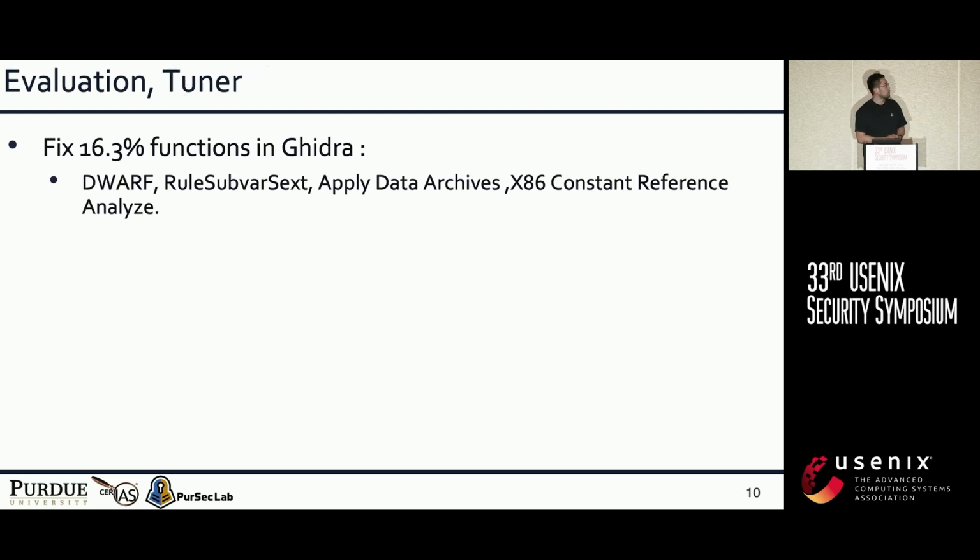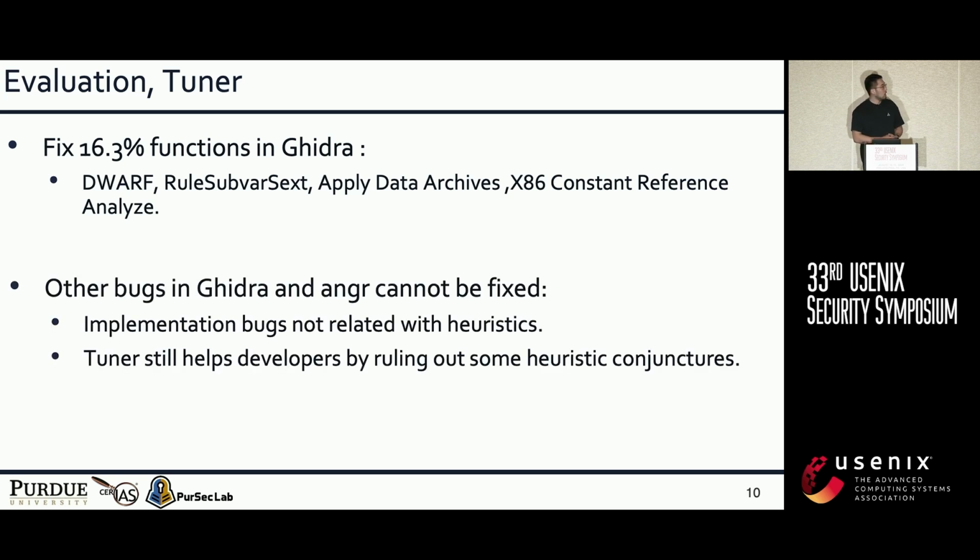For the evaluation of tuner, we noticed that tuner can fix 16% of functions in Ghidra and correctly identified 4 problematic heuristics. Just recall what we said about tuner: it disables and enables existing rules in the decompiler. So if the bug is not caused by the existing rules, for example an implementation bug, then tuner cannot fix it. However, tuner can still help developers rule out some heuristic conjectures.